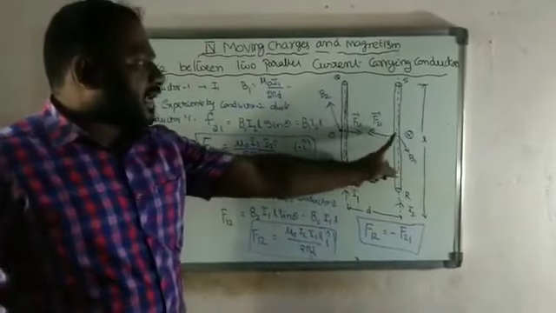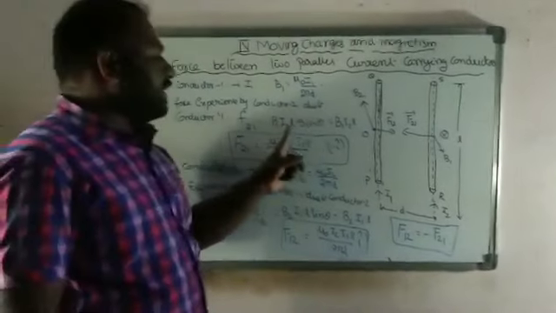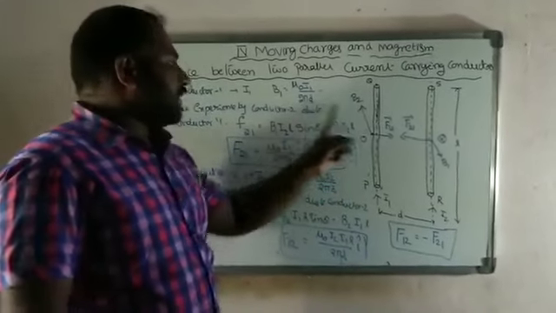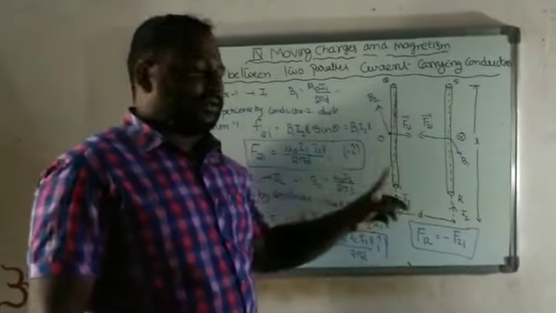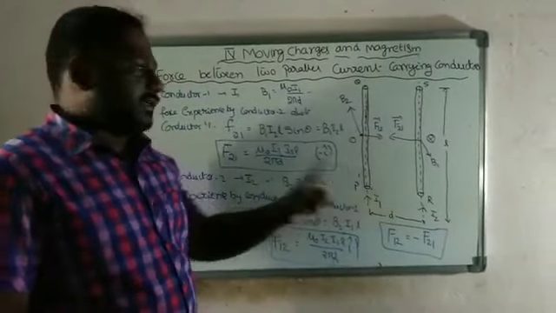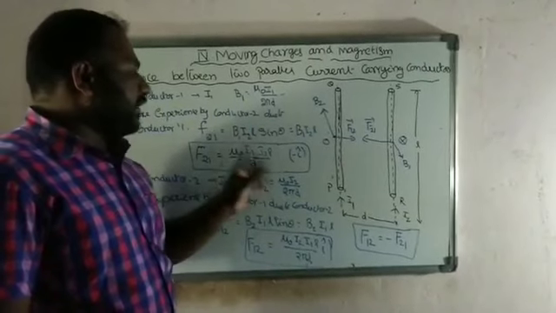Now what is the force acting on this conductor 2? That is nothing but BIL sin theta. Here B is the field due to conductor 1, I is the current flowing through conductor 2, and L is the length of the conductor. Substituting here, we obtain F equal to mu naught I1 I2 by 2 pi D into L.